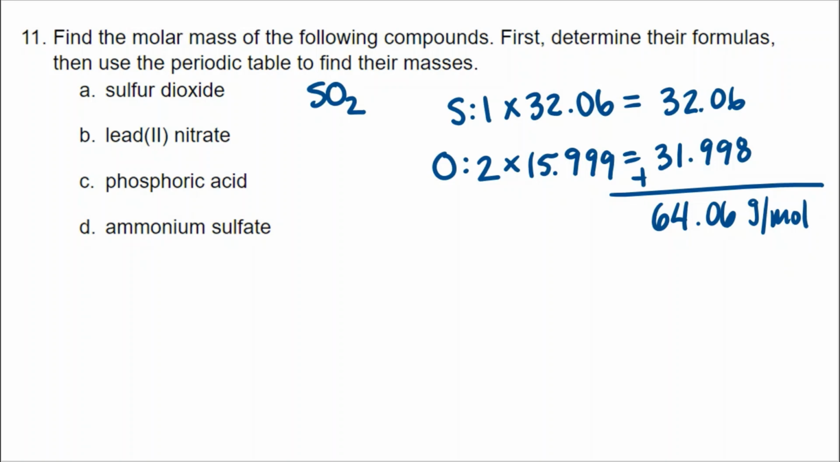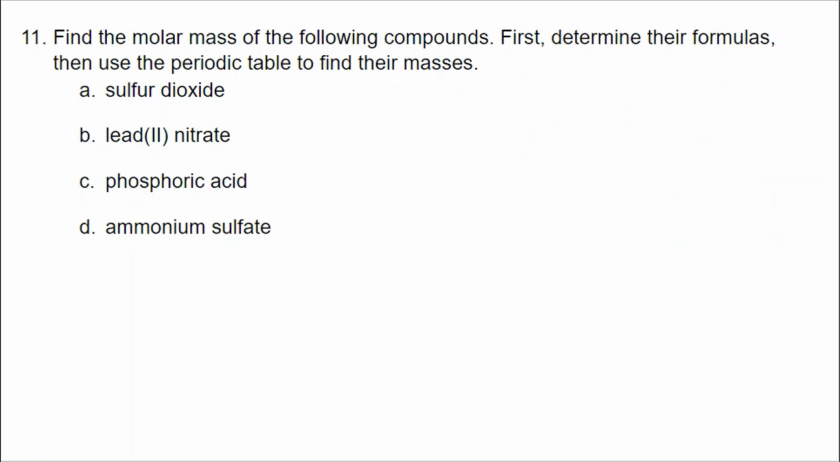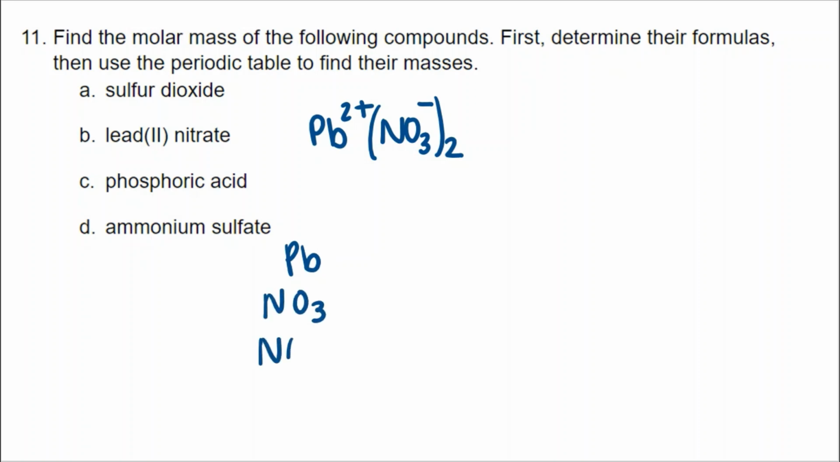The next one is lead(II) nitrate. This is an ionic compound. Lead is a metal, and this particular lead has a +2 charge indicated by the Roman numeral. Nitrate is the polyatomic ion NO3, and it has a -1 charge. So I'm going to need 2 of these in order to balance out the +2 on lead. That 2 is telling you that we have 2 nitrates. So I've got a lead, a nitrate, and another nitrate.